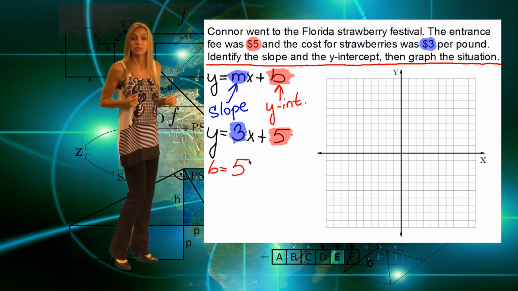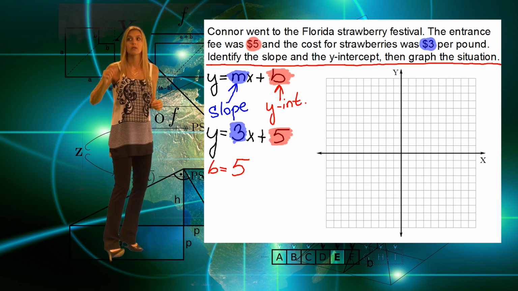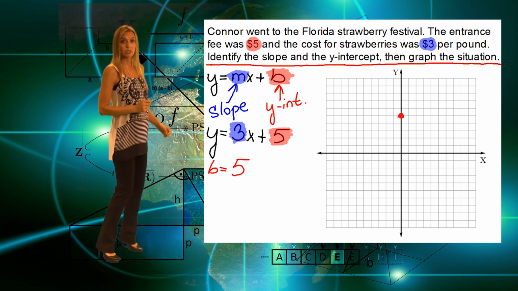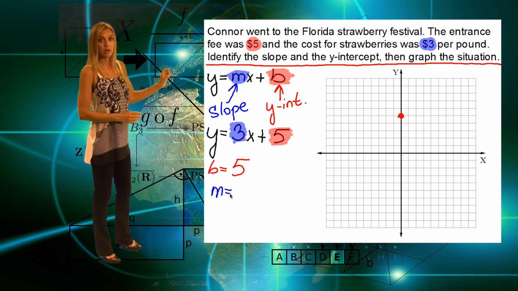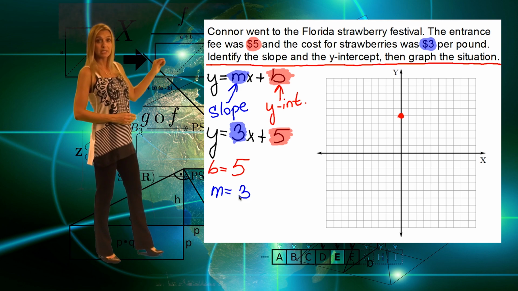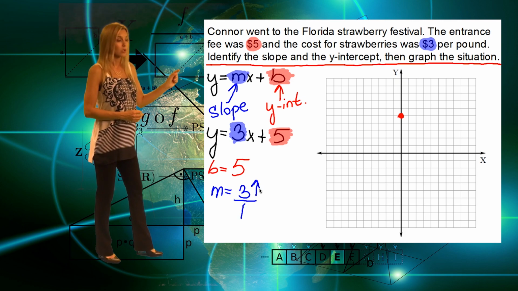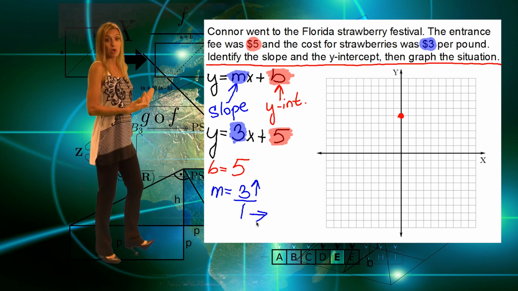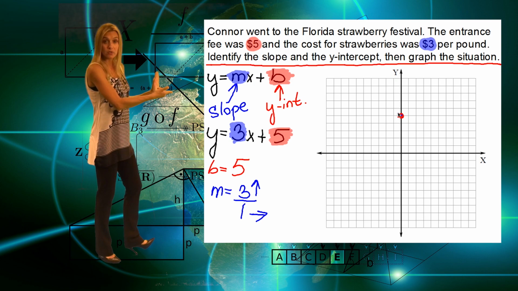Now let's graph it. The entrance is the $5. That is not going to change. So that is my first point on the y-axis. That's my 5. From there, I have to find my second point, which slope is going to help me with. Slope says 3, right? How do I write 3 as a fraction? Because I have to have rise over run. It is 3 over 1. A fraction is a division. If I divide the 3 by 1, I still have 3.